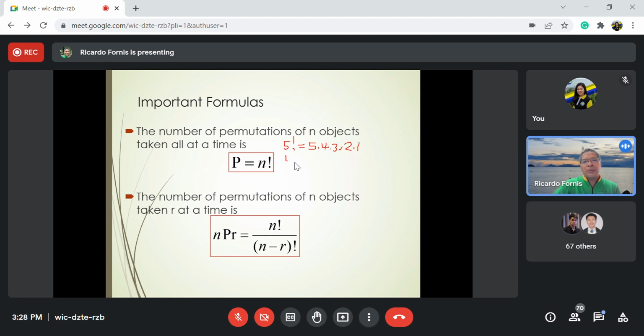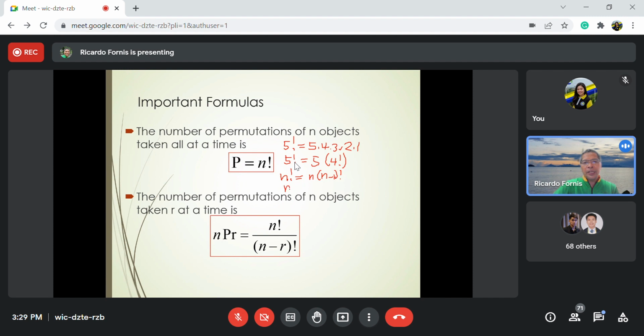Take note that 5 factorial can also be rewritten in the form of 5 multiplied by 4 factorial. No problem with that, no? Because 4 factorial is simply 4 times 3 times 2 times 1. So basically, n factorial is the same as n multiplied by n minus 1 factorial. We already encountered this before, no? 0 factorial is 1, 1 factorial is 1.